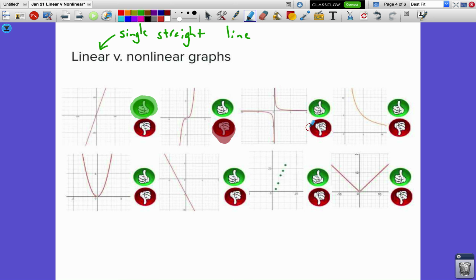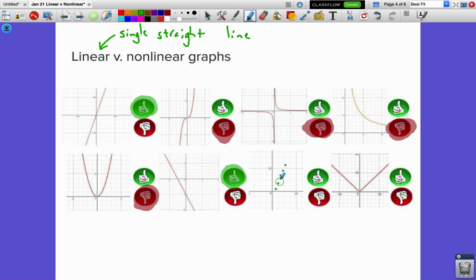Another one that curves, that one doesn't work. Another one, it curves, that's not linear. This one curves, that's not linear. This one, straight line, it's got a negative slope, but that's okay. That still is a linear equation. This is a line just made out of dots.